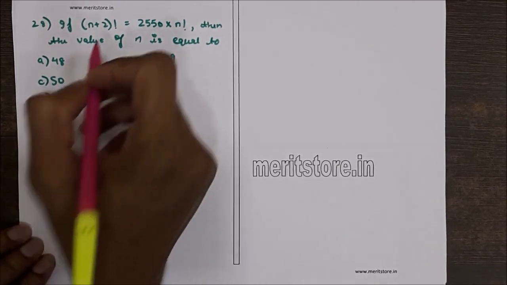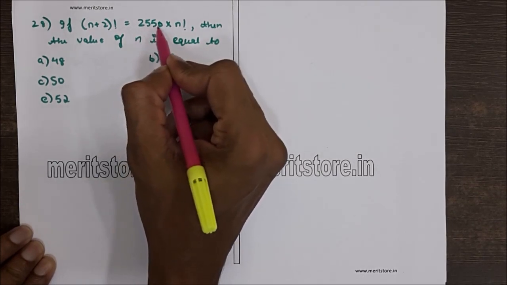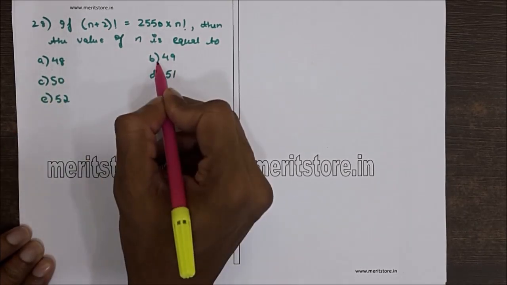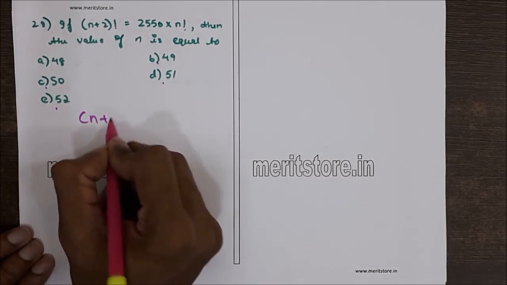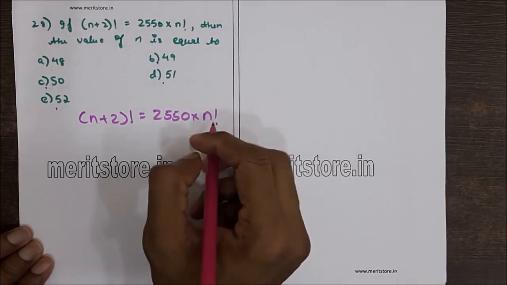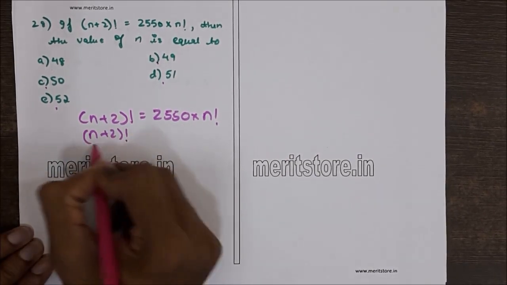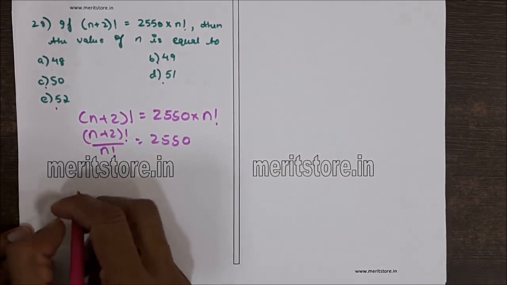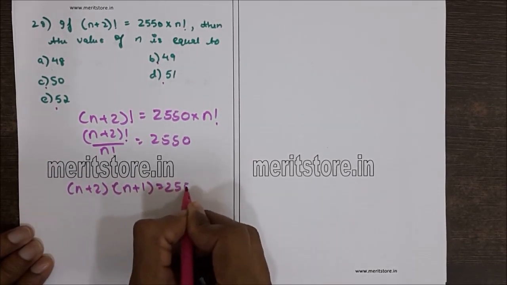Question 28. If n plus 2 factorial is equal to 2550 into n factorial, then the value of n is equal to, we have 5 options: A 48, B 49, C 50, D 51 and E 52. We have n plus 2 factorial equal to 2550 into n factorial. Taking n factorial to the left hand side, we get n plus 2 factorial upon n factorial, which is equal to 2550. We further solve this, we get n plus 2 into n plus 1, which is equal to 2550.